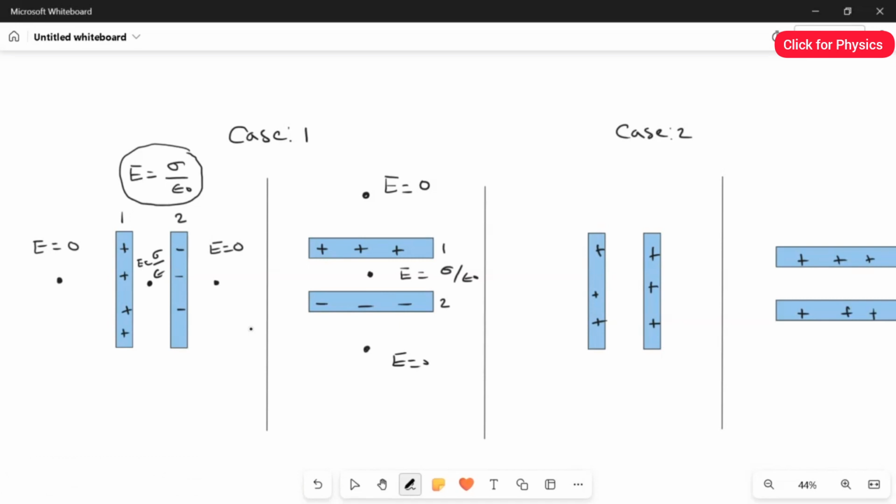Understand? But when you come to case 2, it's a little bit different. Here we have two sheets 1 and 2, and in both sheets we have the same charges, positive charge in sheet 1 as well as sheet 2. In this case it will be quite different. On the left hand side of sheet 1, you get the electric field as sigma over epsilon naught, but in the negative direction of the x-axis, because this is our minus x and this is our plus x.